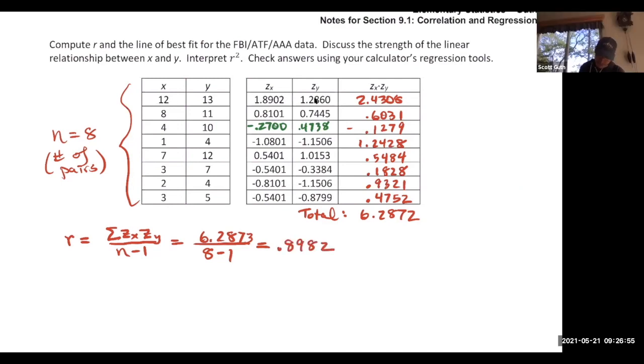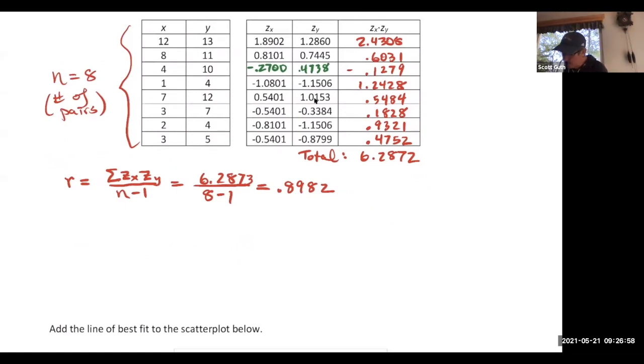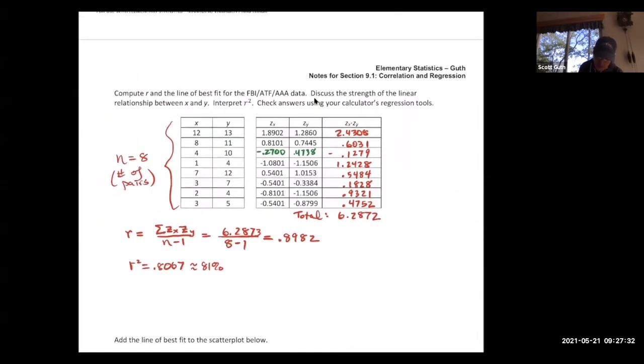Okay, so that's R. Go ahead and square it. Now, I'm going to square the unrounded version. So when you square it before rounding, you get 0.8067. So R squared is 0.8067. That's a little bit ridiculous to be this precise. I'll just say it's about 81%. Remember now, R squared is a proportion.